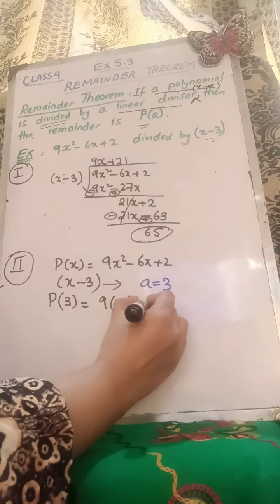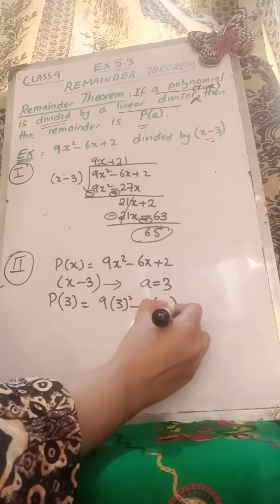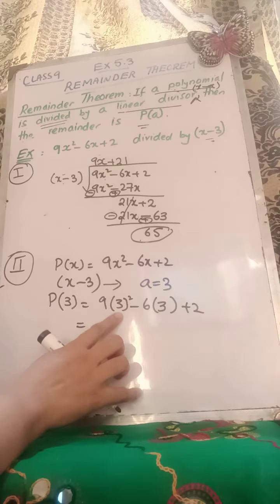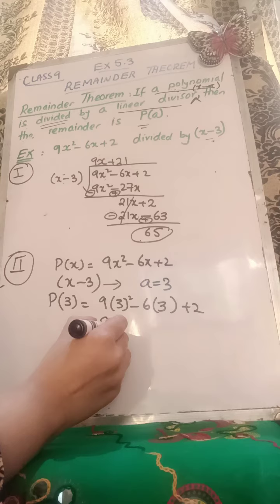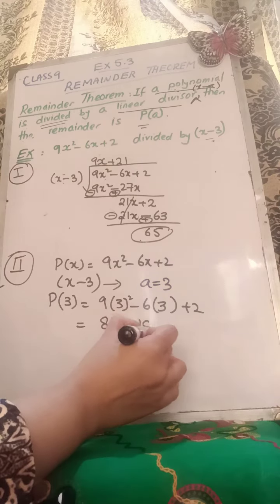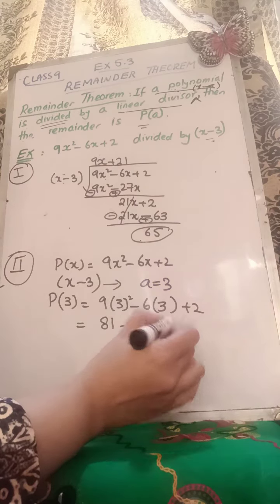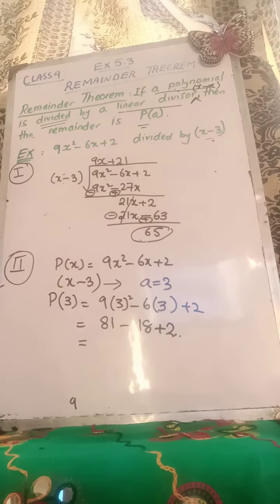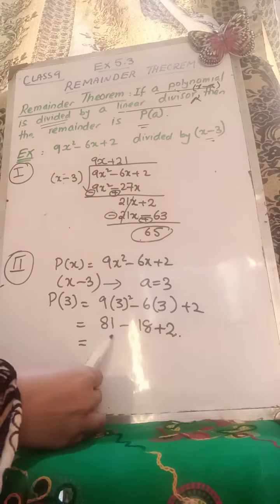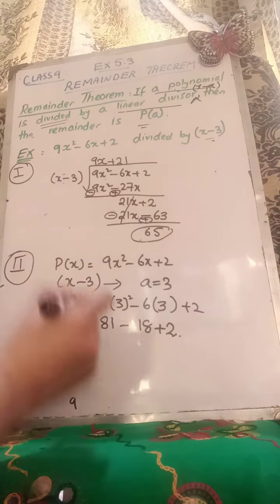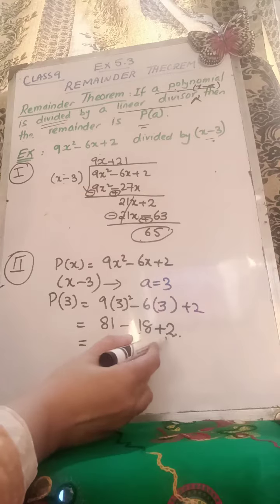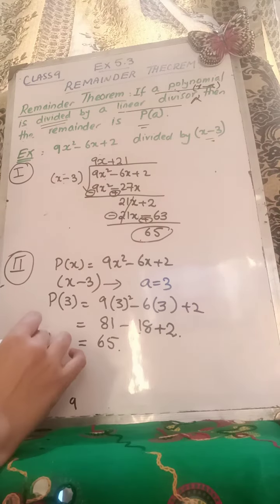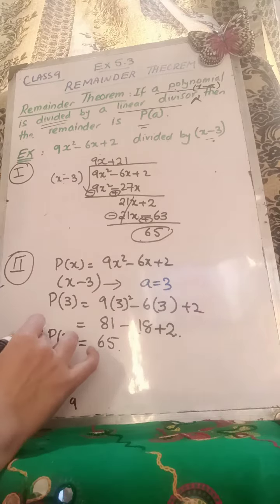9 times 3 square minus 6 times 3 plus 2. What do we get here? 3 square is 9, 9 into 9 is 81, minus 18 plus 2. Now if I calculate these, what do I get? 81 minus 18 plus 2, you can calculate it with the help of a calculator and you will get 65. So p of 3 is 65.